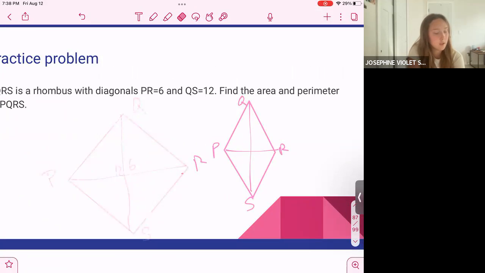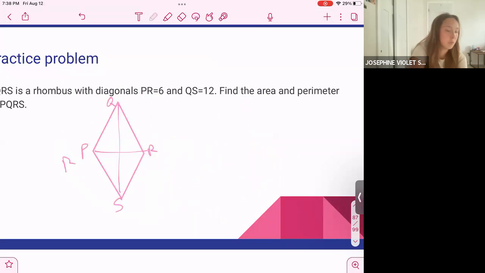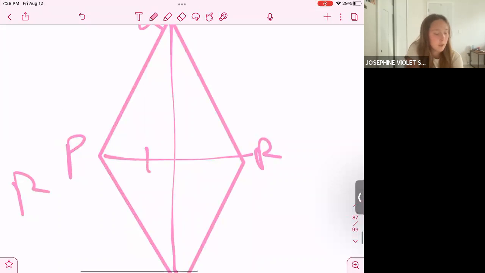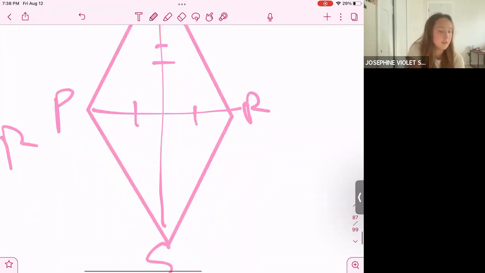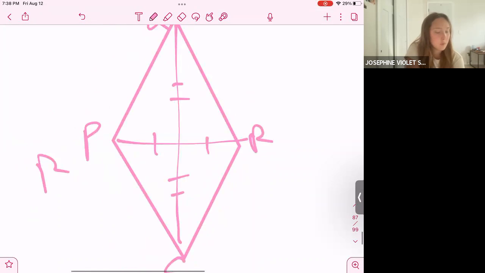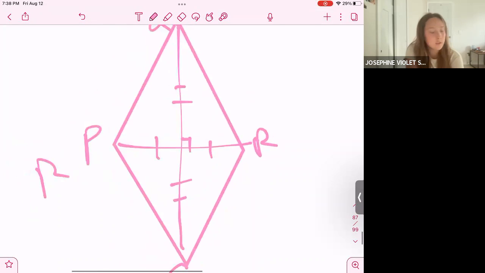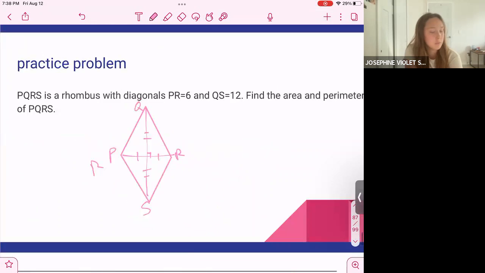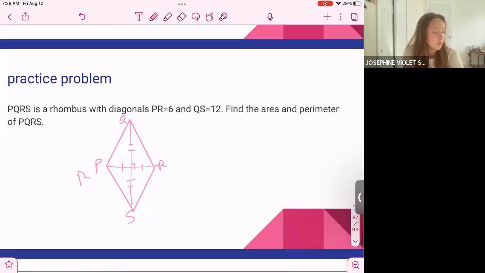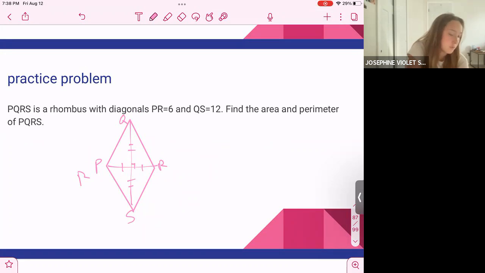So a couple of things we know about the diagonals of a rhombus is that they bisect each other. So we know that this line is equal to that line, and we know that these lines are equal to these lines. We also know that they meet at a 90-degree angle. So given what you know about the lengths, try to find the area using probably the Pythagorean theorem and the perimeter using also the Pythagorean theorem. I'll just write that here.